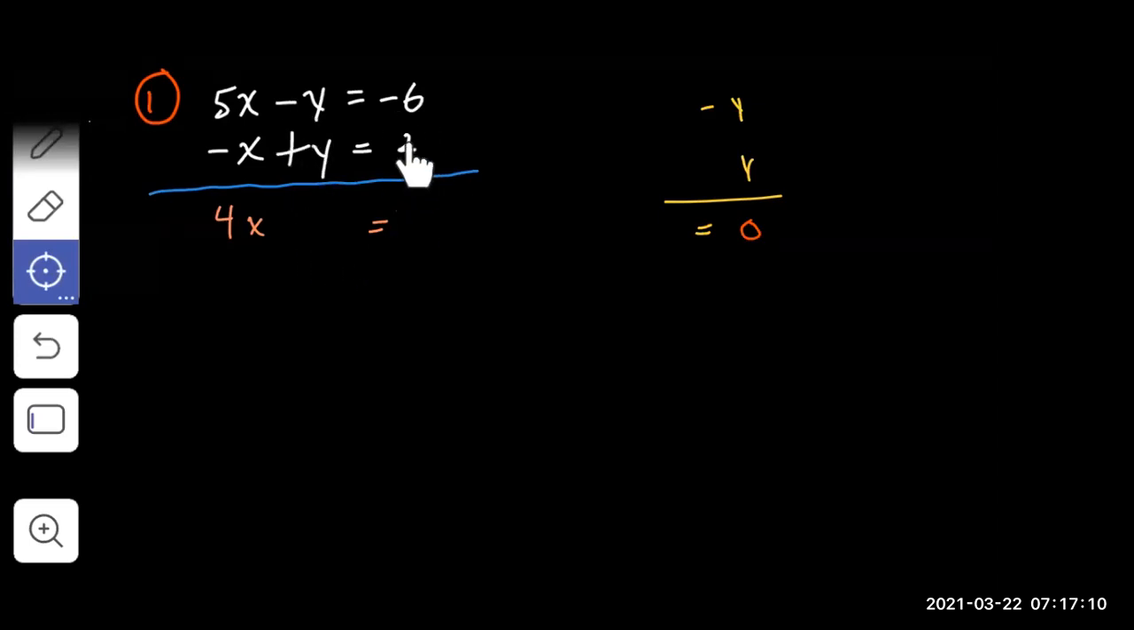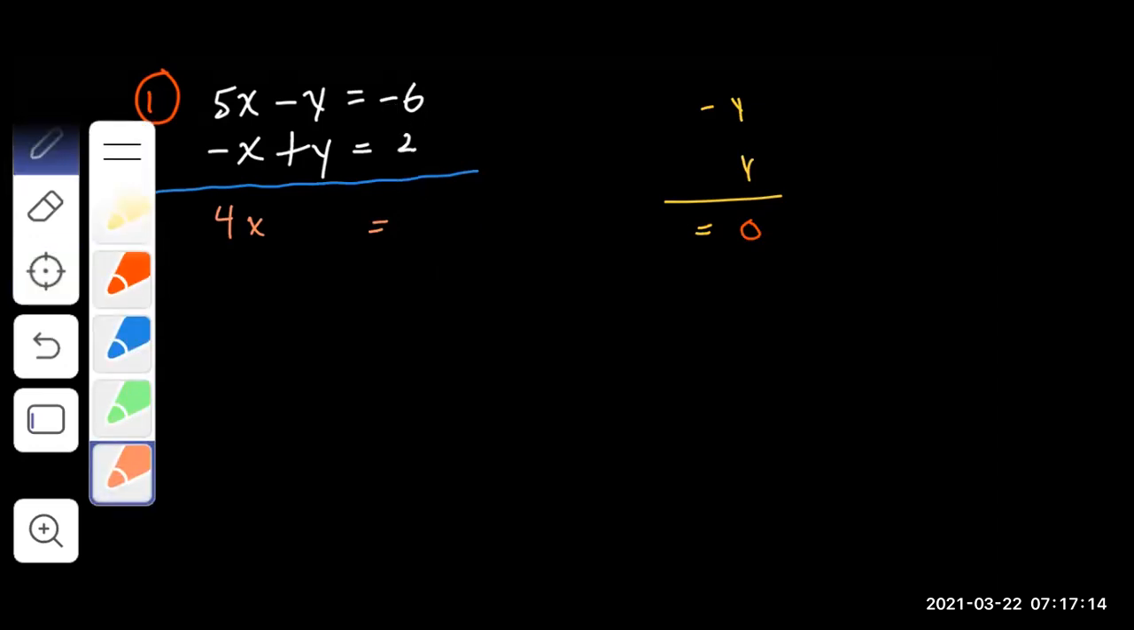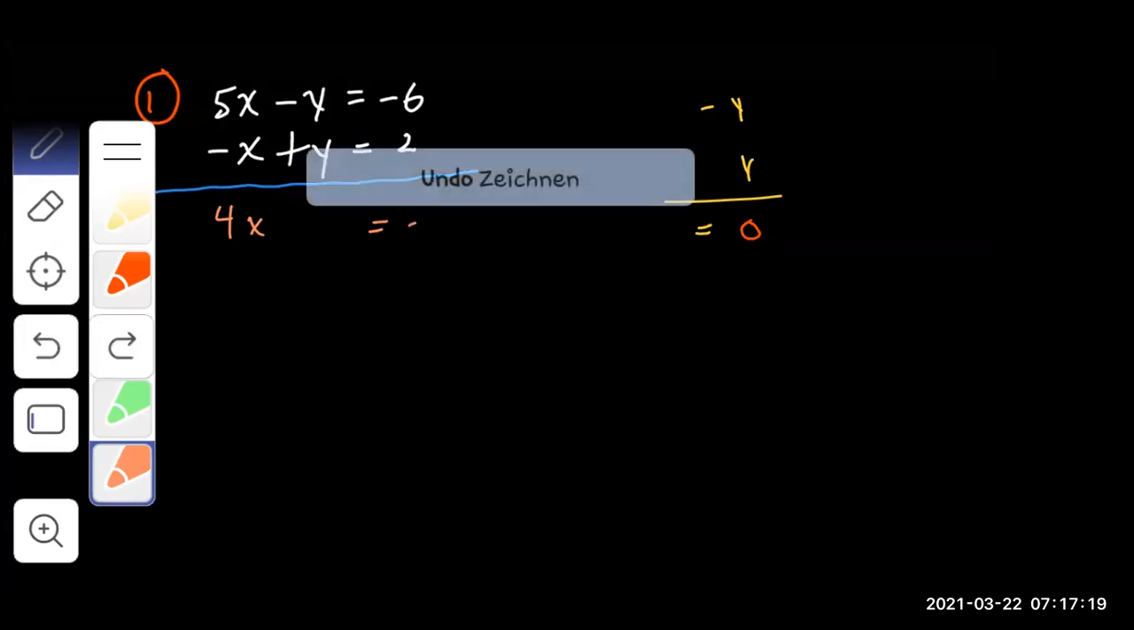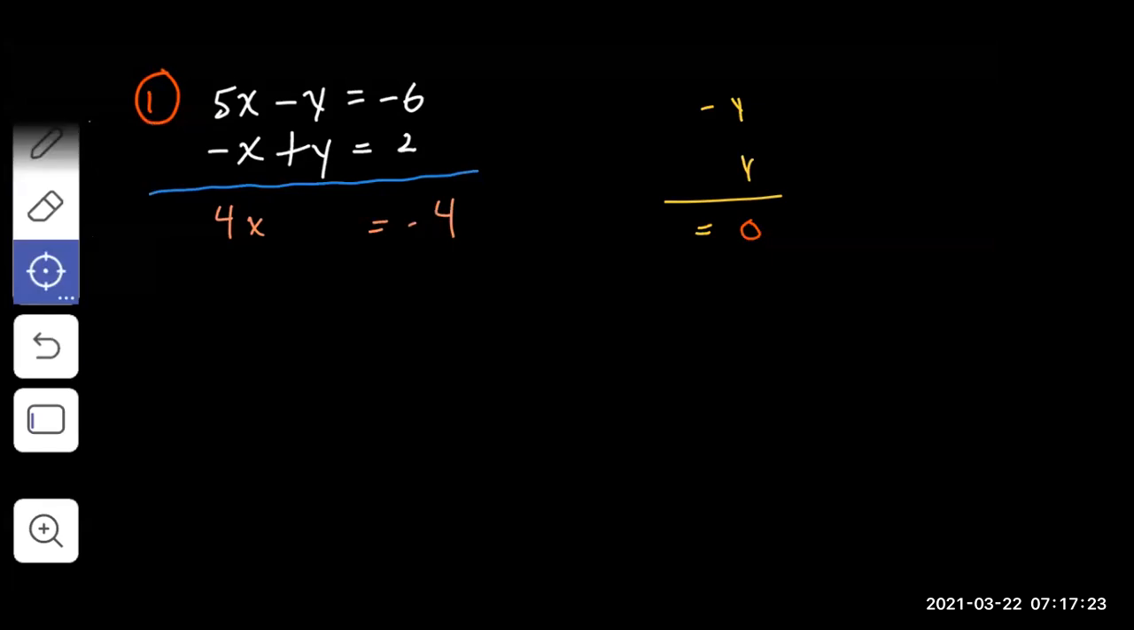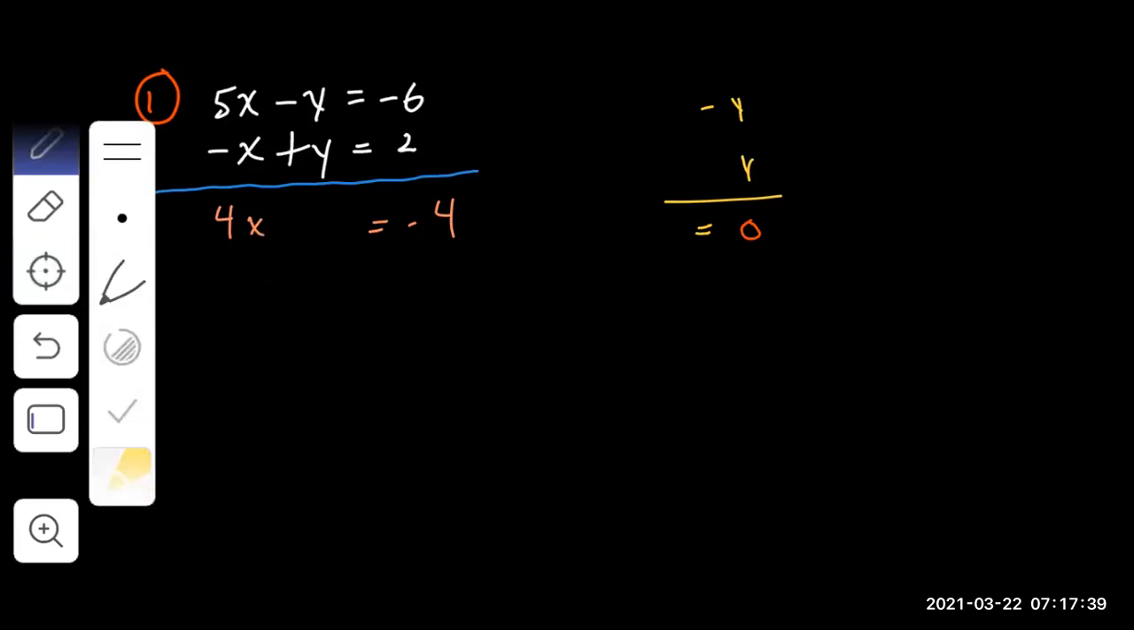And then the constant terms. -6 plus 2 is -4. Okay, this is what we got, guys. Once you eliminate this variable, you will need to solve for x. That will be your goal as well, leaving the variable alone. That's what you're trying to do, solving for the variable. How can I get x alone here?